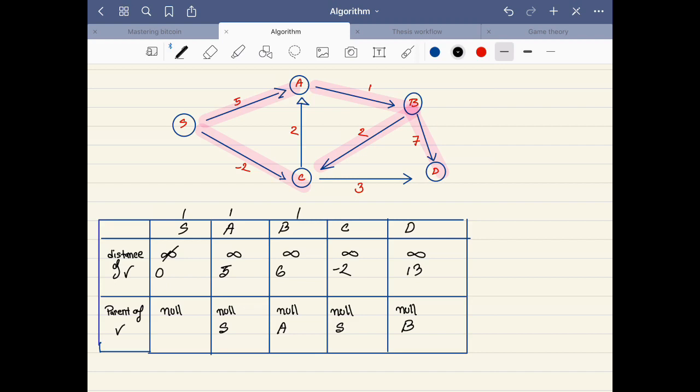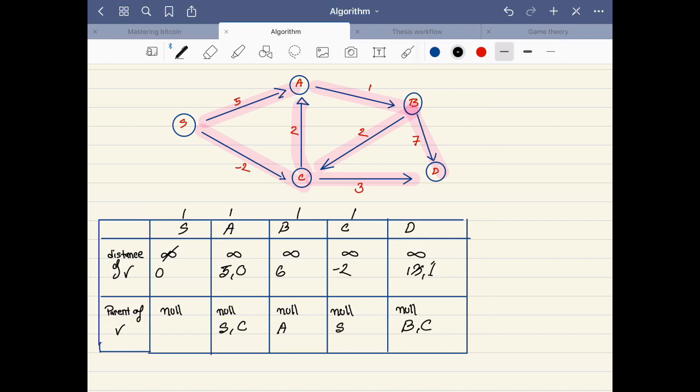Now coming back to C. From C we can go to 2 places, that would be A, and another one would be D. From C we can go to A, so it would be -2 plus 2, that would be 0. 0 is much smaller than 5, right? So we update this, and the parent is C. And we can go to D, so -2 plus 3, that would be 1, which is of course much smaller than what we had.